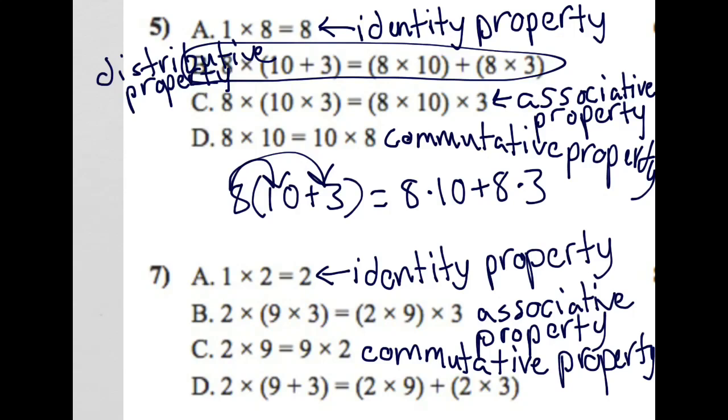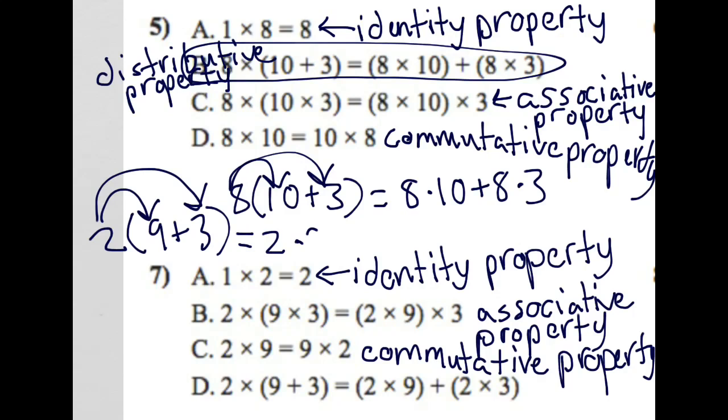And then the last one says 2 times 9 plus 3 equals 2 times 9 plus 2 times 3. For this one, if I have 2 times 9 plus 3, the distributive property just says I distribute the common factor 2 amongst the terms in parentheses. So that's equal to 2 times 9 plus 2 times 3. So if I look at my answer choice D, 2 times 9 plus 2 times 3, that shows the distributive property.